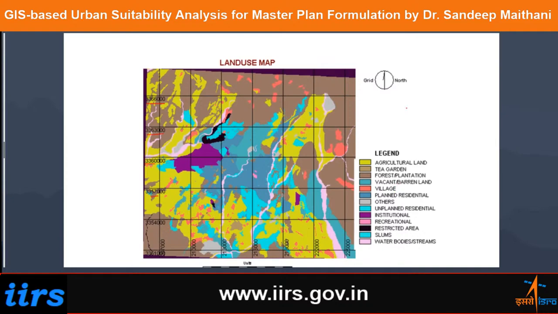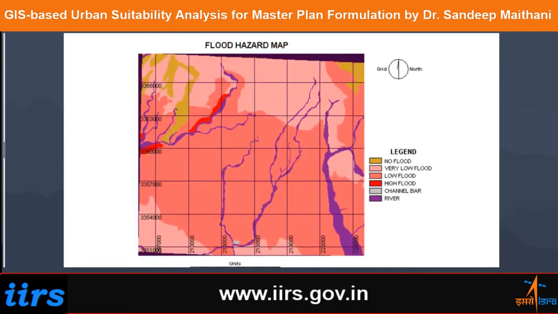Okay, Dehradun city is located in Uttarakhand state of India. This map shows you the flood hazard map, like areas where we have no flood potential, areas we have very low flood, high flood, and these are basically the river water bodies. So this is the river that flows through our study area. These are the water bodies, rivers and streams.